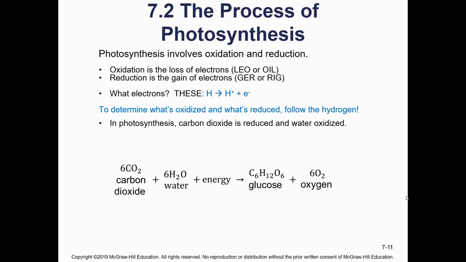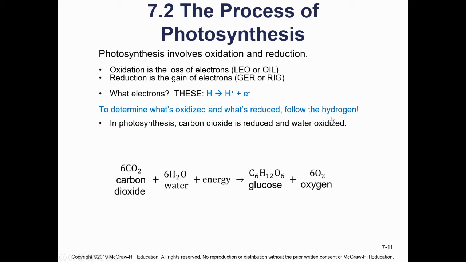Photosynthesis involves oxidation and reduction. Remember, oxidation is the loss of electrons. Reduction is the gain of electrons. You can remember that as LEO goes GER: loss of electrons, oxidation; gain of electrons, reduction. Or OIL RIG: oxidation is loss, reduction is gain. And these are the electrons we're talking about, the ones carried by that hydrogen atom as one hydrogen proton and one electron. So if you are asked to tell what's oxidized and what's reduced in these reactions, look for the hydrogen.